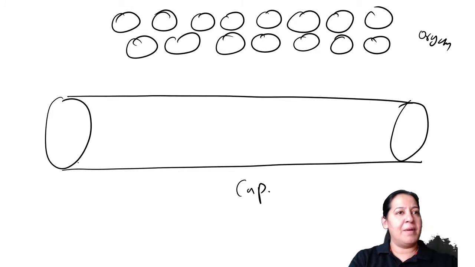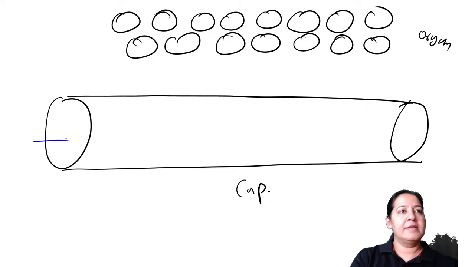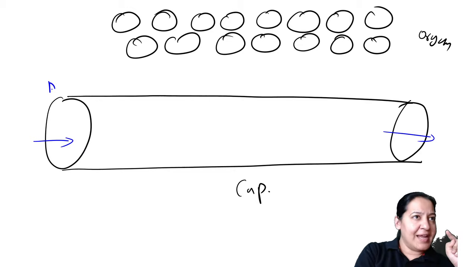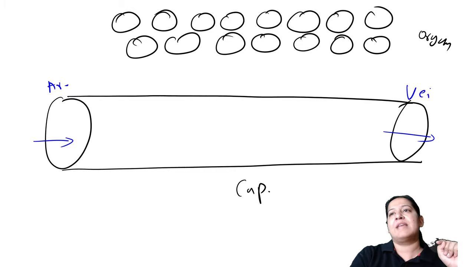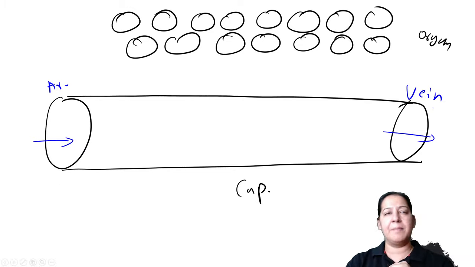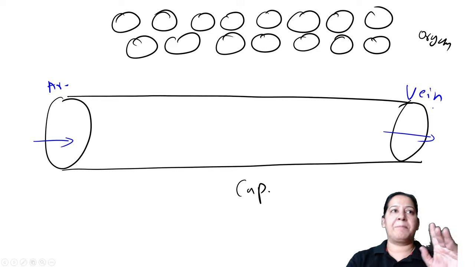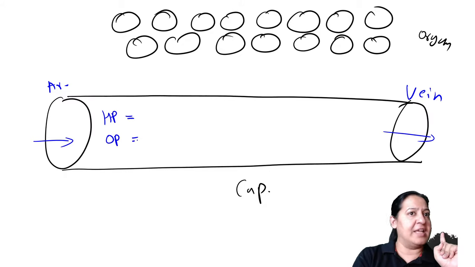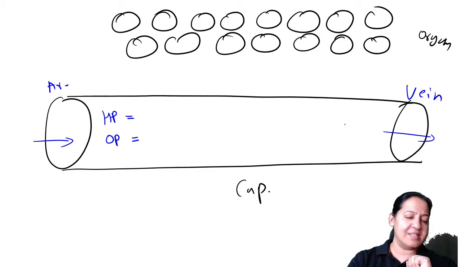In the capillary, the blood is entering from here. This is the pure blood, and exiting from here. This is the impure blood. This is the arterial end of the capillary and this is the venous end of the capillary. Everyone give me a thumbs up. Now I will talk about the pressures at the arterial end. The two pressures. What is the hydrostatic pressure? What is the oncotic pressure here at the arterial end? And the same two pressures at the venous end of the capillary.